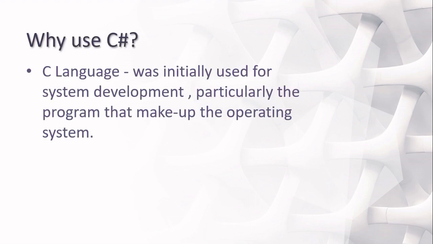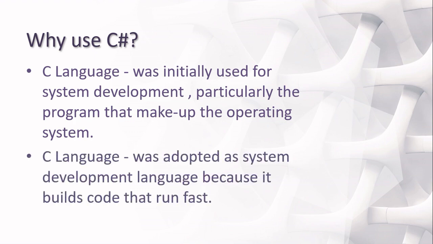Why use C language or C programming? C language was initially used for system development, particularly the programs that make up the operating system. C language was adopted for system development because it builds code that runs fast.